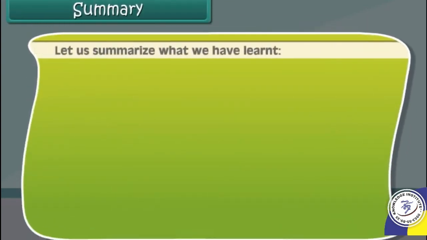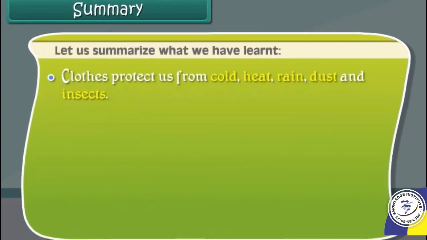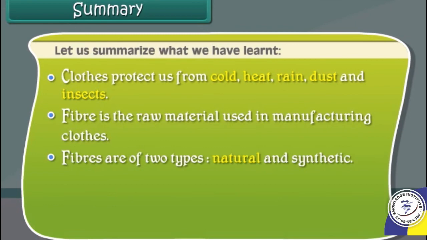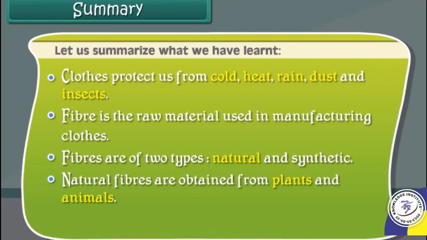Let us summarize what we have learned. Clothes protect us from cold, heat, rain, dust and insects. Fibre is the raw material used in manufacturing clothes. Fibres are of two types, natural and synthetic. Natural fibres are obtained from plants and animals. Synthetic fibres are man-made.